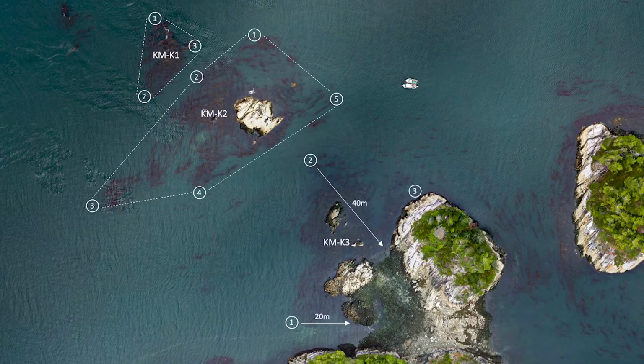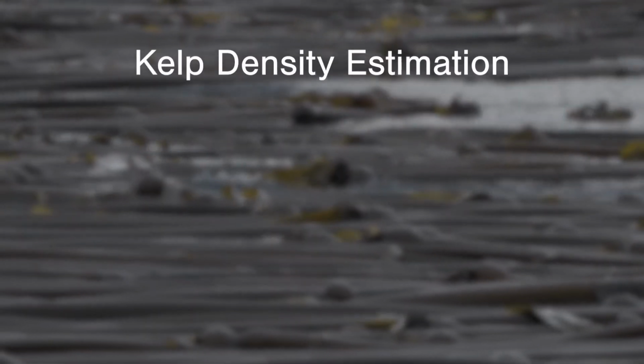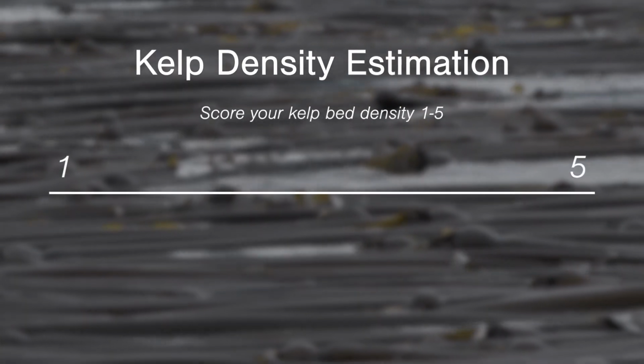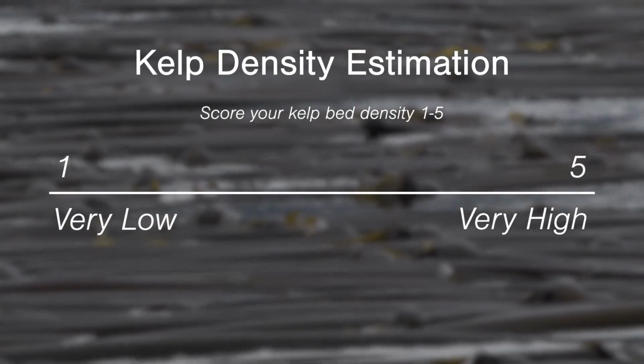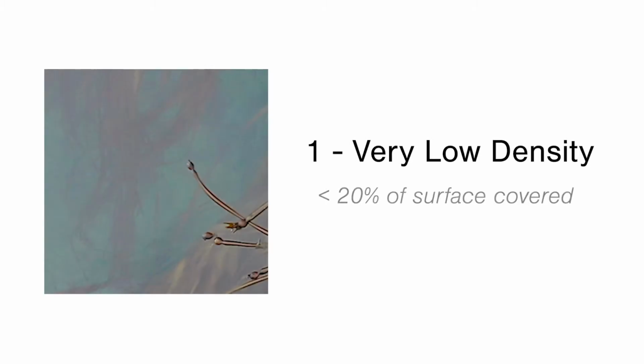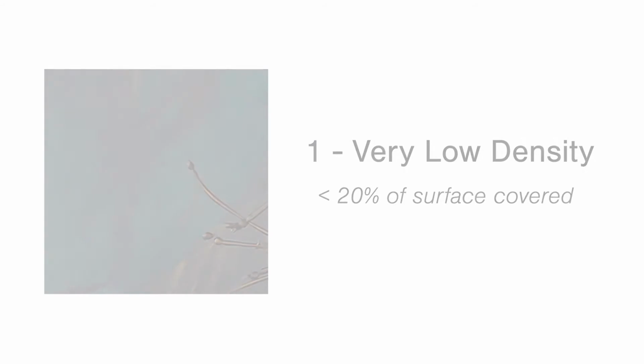At each of your GPS points, you will also record an estimate of the kelp density within that location. Density is recorded using a score from 1 to 5, very low to very high. Here are some examples for each category. 1 is very low density, meaning less than 20% of the water surface is covered. Kelp here will be sparse and patchy.